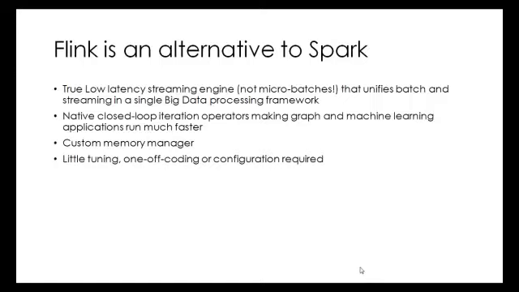Here are some of the highlights that make it appealing as a solution for you. It's got low latency streaming, and it uses true streaming. It doesn't use micro batches like Spark. It has what they call native closed loop iteration operations for graphing and machine learning processing. What does that mean? It means that you never have to jump out of your Flink program into a loop and then go back into it. It's going to handle that all by itself.